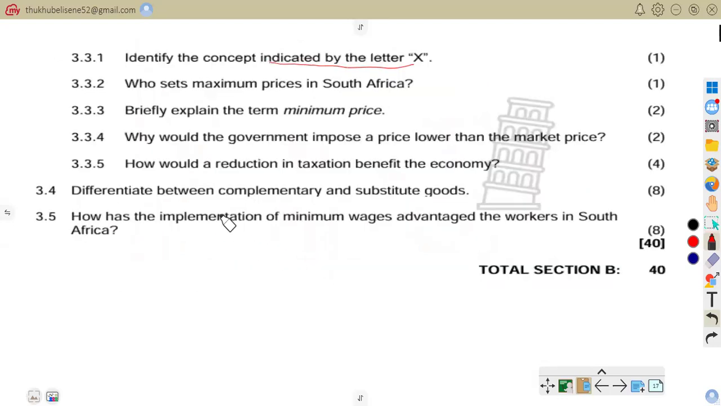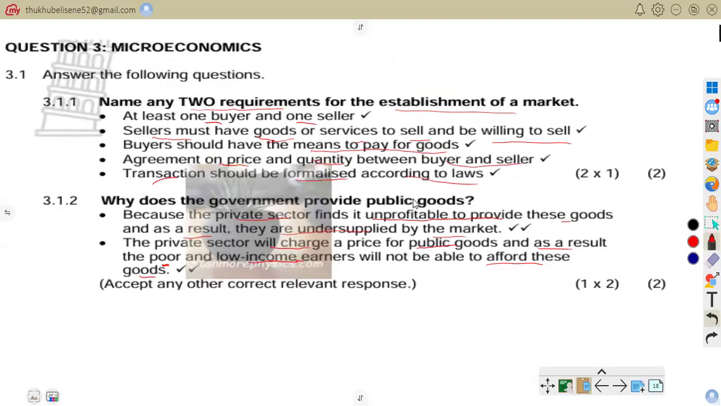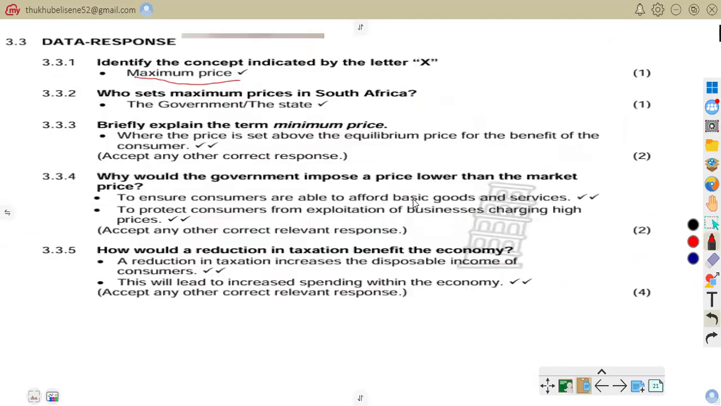3.3.2, who sets maximum price in South Africa? That is the government. The government or the state sets the maximum price. Like we've said, the government sets price below equilibrium, so it means it is set by the government. Hope you are getting that.